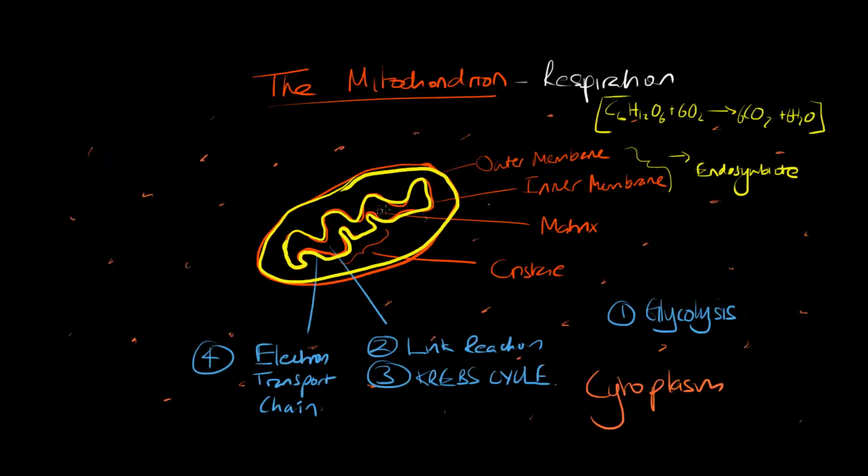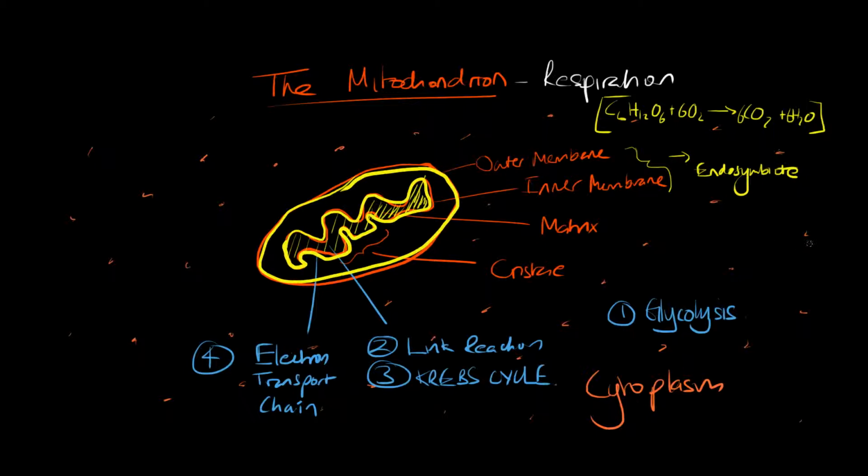Anyway, a few structures that you should know of. The matrix. This is probably where most of the respiration takes place. It's kind of like the liquidy part or the cytoplasmic part of the mitochondrion, which is of most importance. But also very important is the actual cytoplasm that surrounds a mitochondrion.